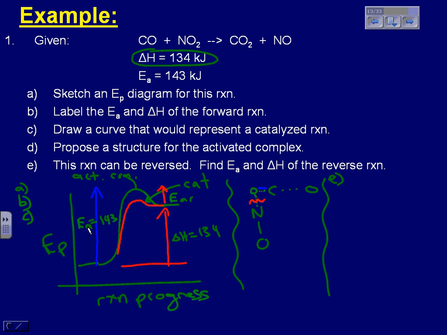So I can simply make a mathematical truth out of this. It simply is 143 is equal to 134 plus EA reverse. 143 minus 134 equals EA reverse. And what does that get me? Oh, goodness gracious. That's 9, I believe, isn't it? 9. What are we doing for units? Kilojoules equals EA reverse. 143 minus 134 is 9.